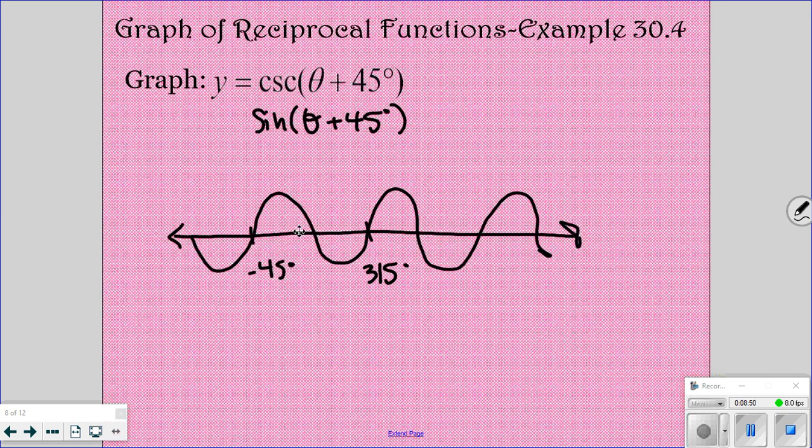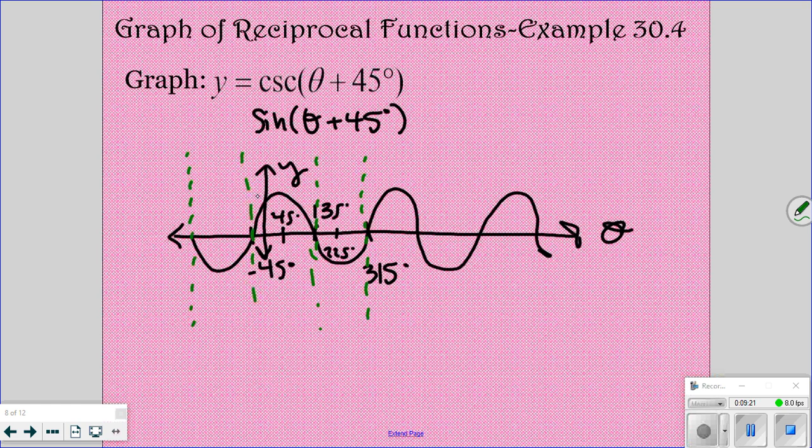And then there are 4 of these, so add 90 to put you at 45, 135, and then 225. So our y-axis is going to go right here. And so that would be sine. Now I'm going to do in green cosecant. So we're going to have asymptotes there, there, there, there, and then we're going to have our little u's.